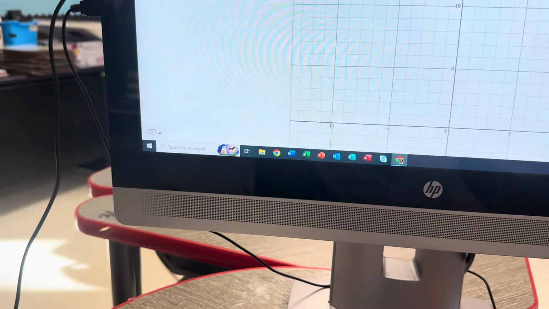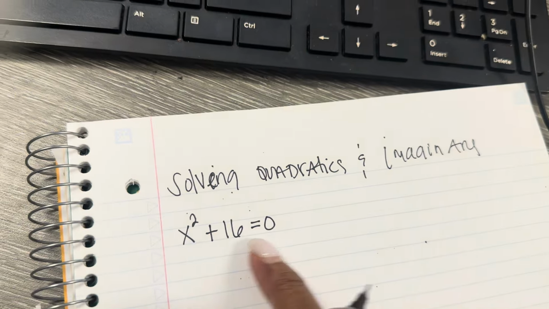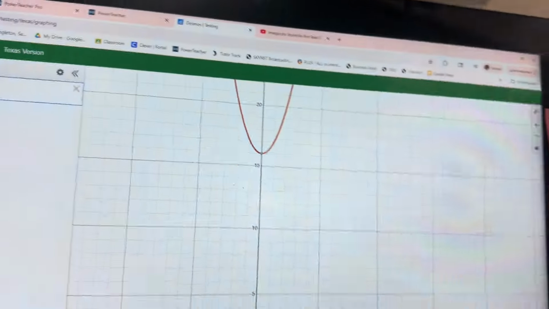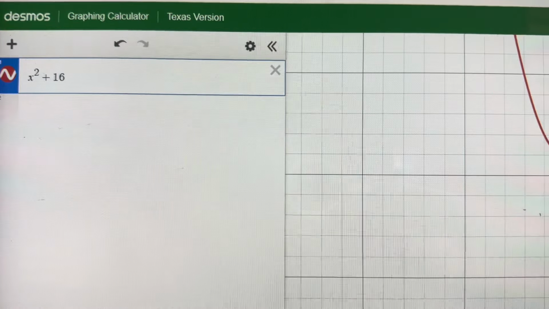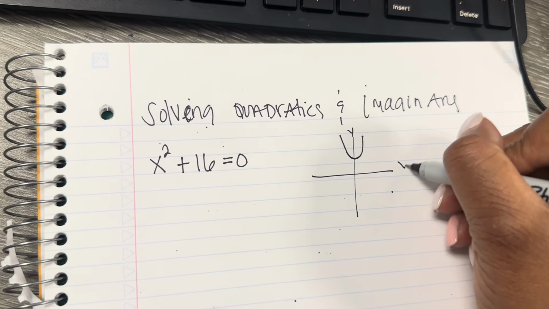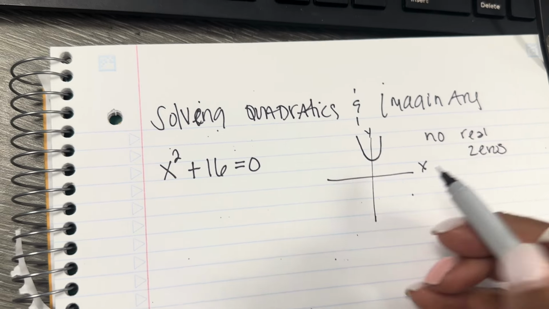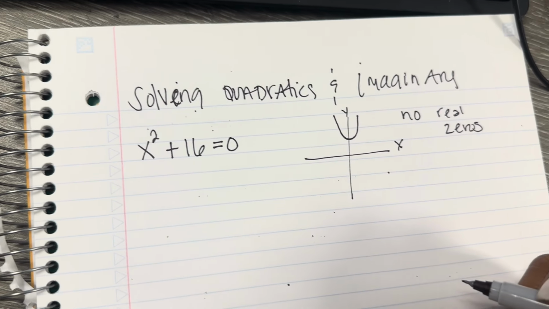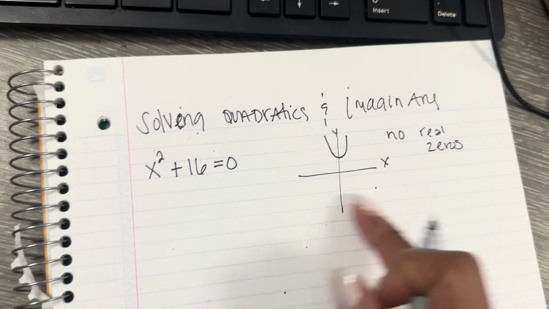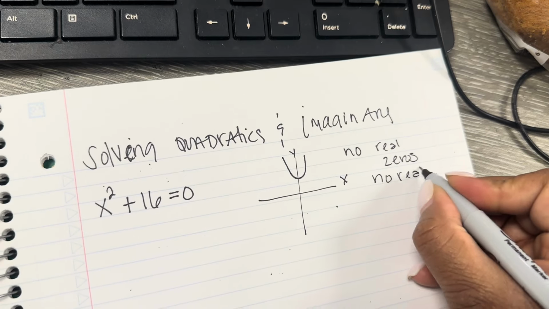I'm going to graph this for you so you can see. If you have x squared plus 16 equals 0, again, don't put the equals 0 part. You'll get a graph that looks like this. Okay, so you can sketch it, y-axis, x-axis. There are no real zeros, none. This curve does not touch the x-axis, so there's no solutions. Visually, it doesn't touch this x-axis at all, right? We call it no real solutions.